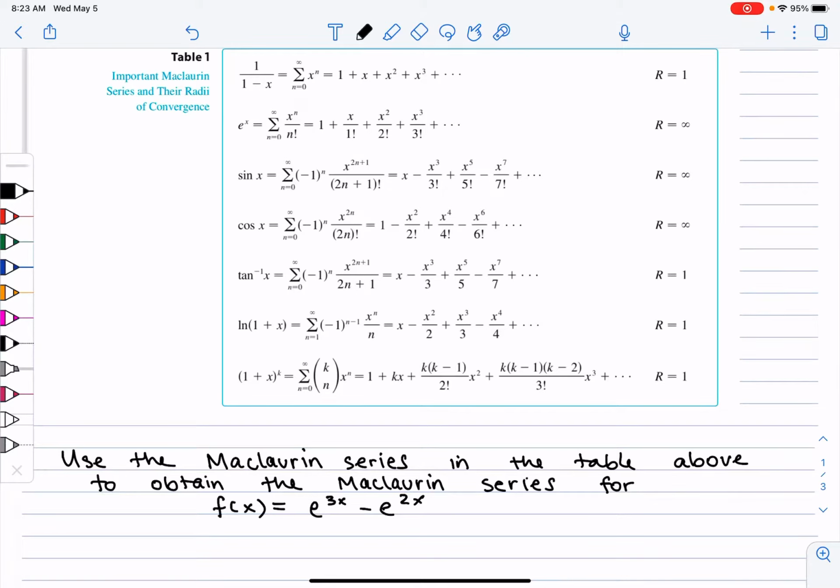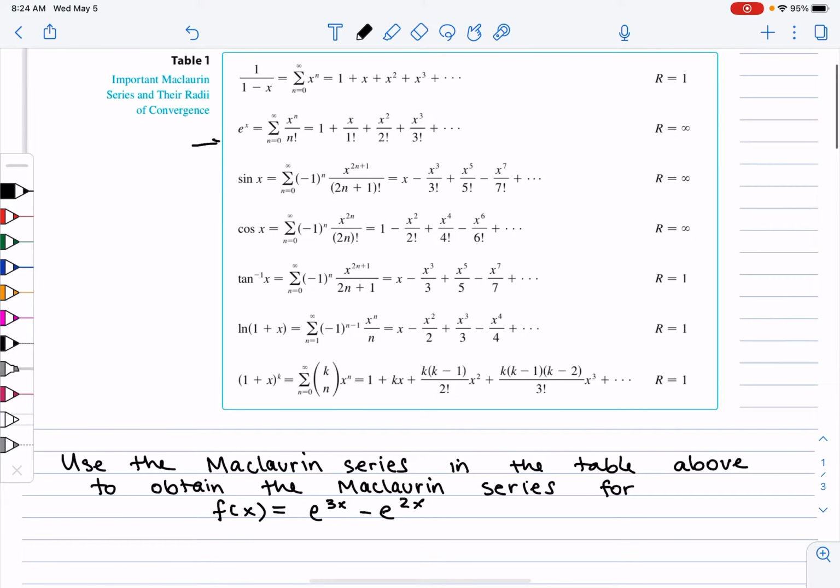In this example, we're going to be using a table that was provided to us in the book. And this table has important Maclaurin series and their radius of convergence. Remember that all of these can be derived by applying the formula f of x is equal to sigma as n goes from 0 to infinity, the nth derivative evaluated at 0 over n factorial times x to the nth power.